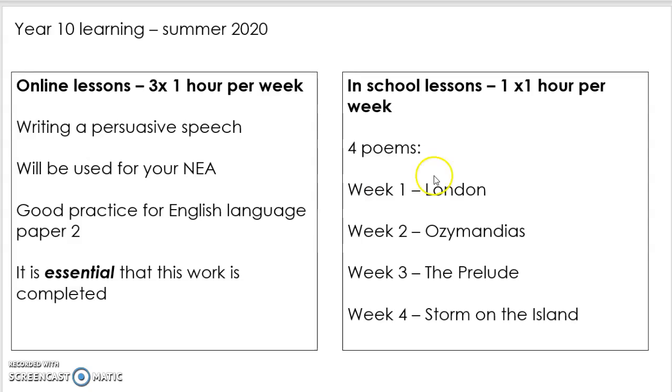And in that time, we're not going to do the speeches. You can obviously ask a teacher for advice or information, but it's good if you could just keep that online and email your teachers for help with that. Because in the school, we're going to be doing the poems for English literature. So we're going to do a poem a week in this order: London, Ozymandias, The Prelude, Storm on the Island.